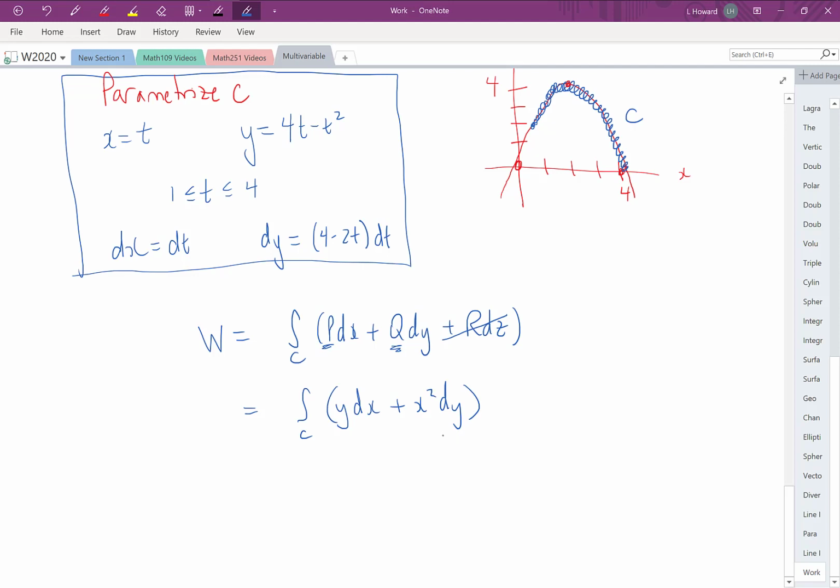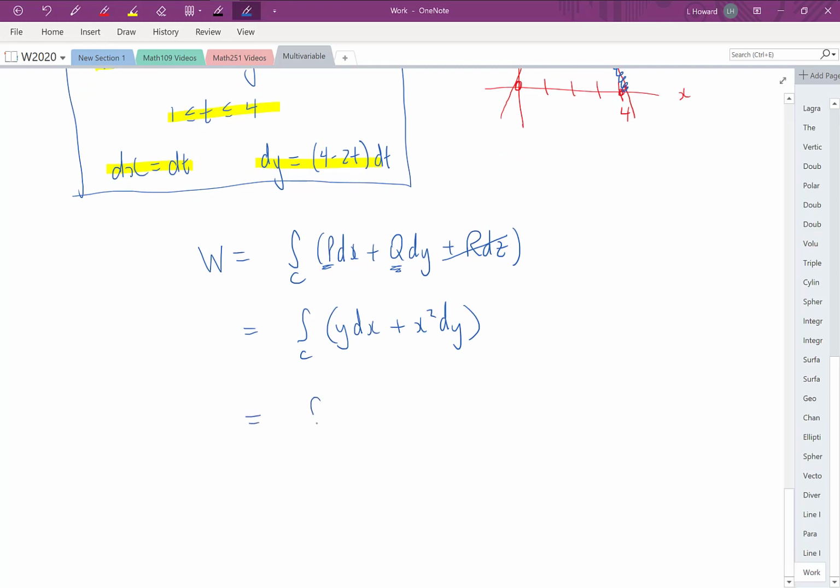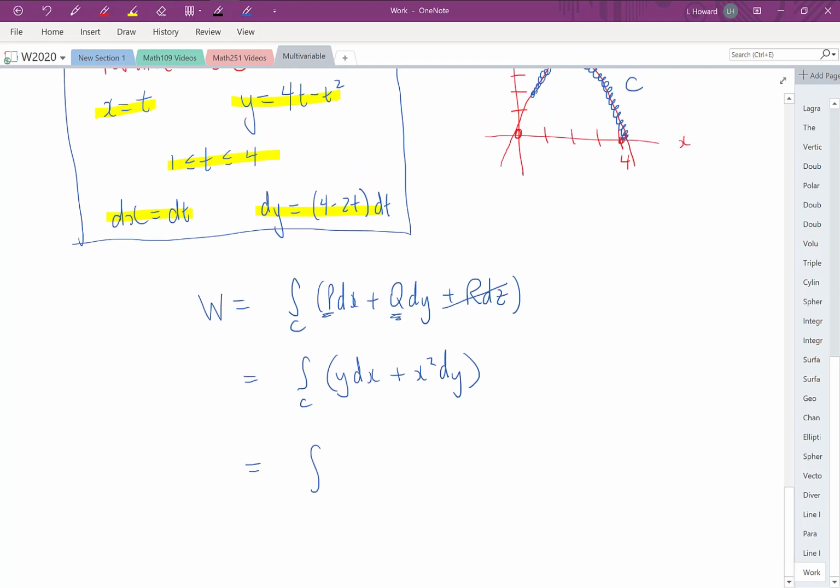Okay, and then from there, it just becomes a matter of looking up at our parameterization. We've got all our information here about x, y, their differentials, and also the limits of integration that we're going to be using. So we should be able to just plug everything in here. So y is going to be 4t minus t squared. That gets multiplied by dx, which is dt. Then plus x squared. Well, x squared in the language of t is t squared. And then that gets multiplied by dy, which is 4 minus 2t dt.